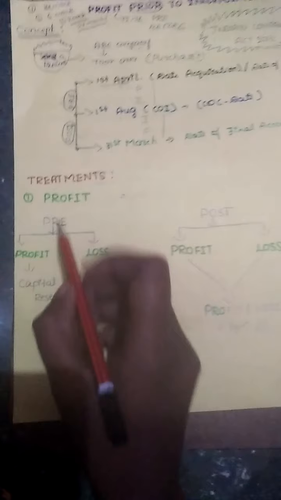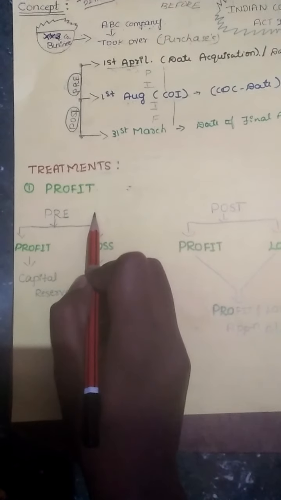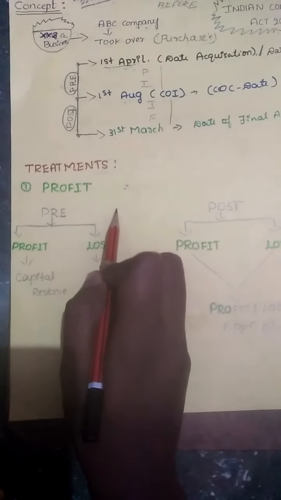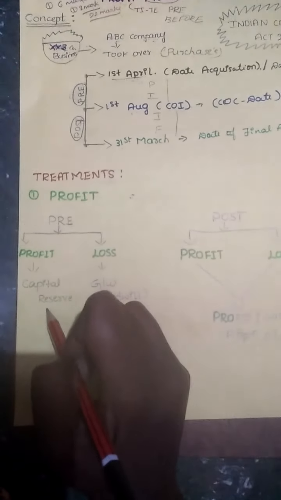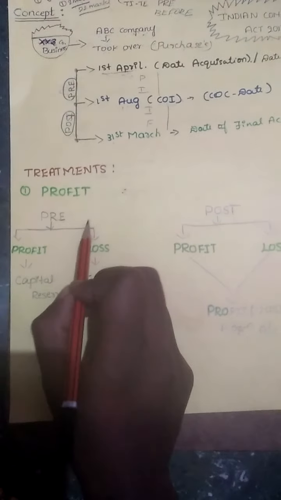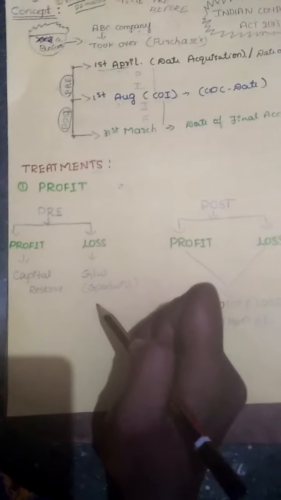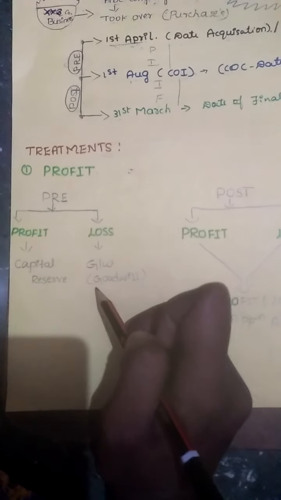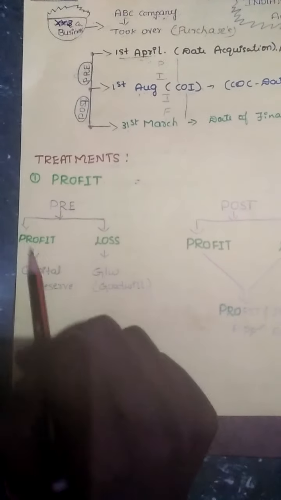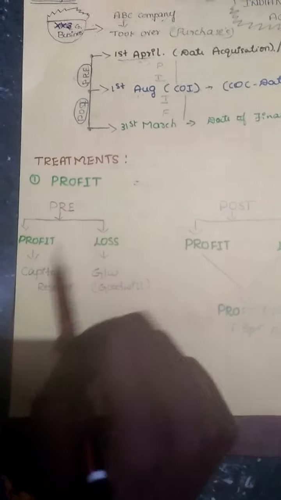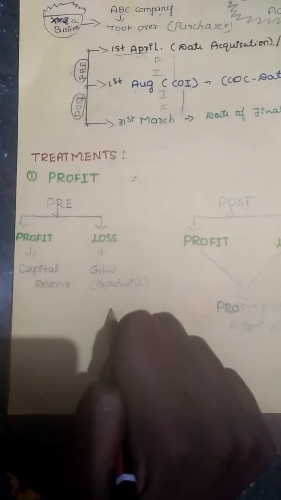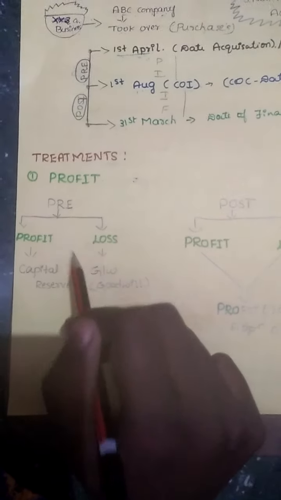In this chapter, you have some treatments. The first treatment is profit: how you treat profit in your problems. For example, if there is a profit in the pre-incorporation period, then the profit will be transferred to capital reserve. If there is a loss in the pre-incorporation period, then it will be transferred to goodwill account. In case of profit, it is transferred to capital reserve; if it is a loss, it is transferred to goodwill. It is an important thing. We have to understand this.